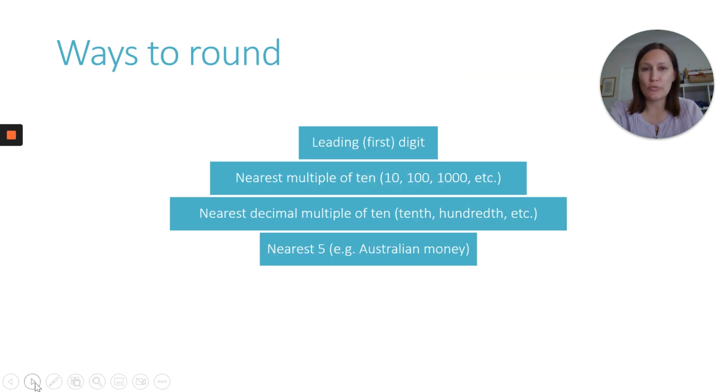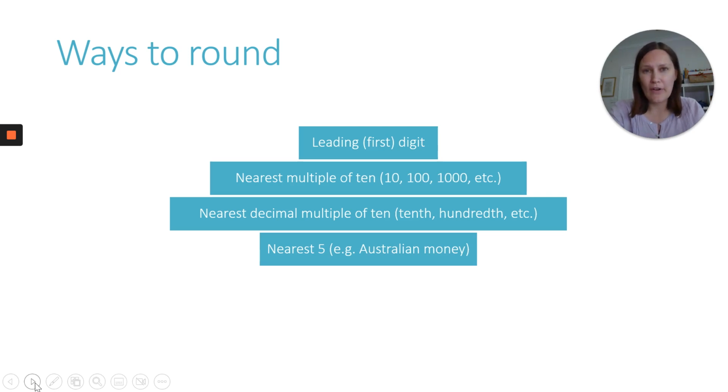There are various ways to round numbers, and these are the main ones that I've seen come up in schoolwork. The first one is rounding to the leading or first digit, which means that the place value of the first digit will define what you're rounding that number to. We'll get into that in a little bit more detail shortly.